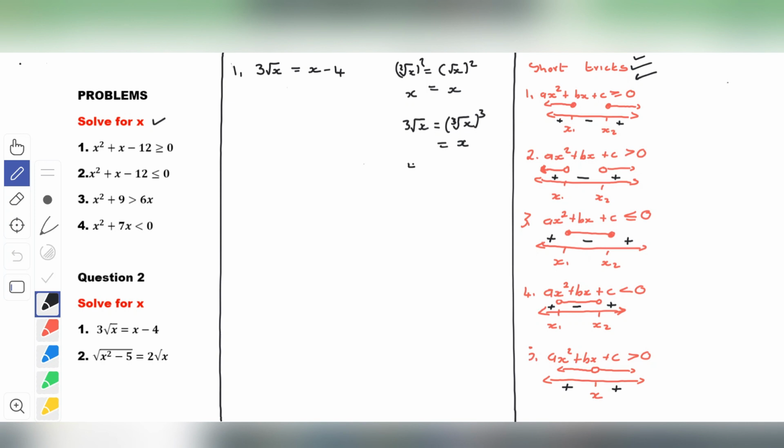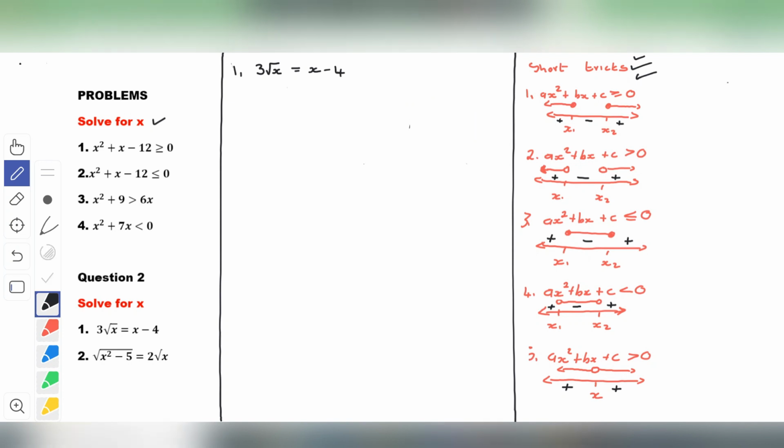So if it's the fourth root, how do we remove it? We're going to remove the fourth root by putting the exponent of 4, right? Then by 4 like this. So I hope now you have a clear understanding of how we remove the roots. So now let's start with the first question.